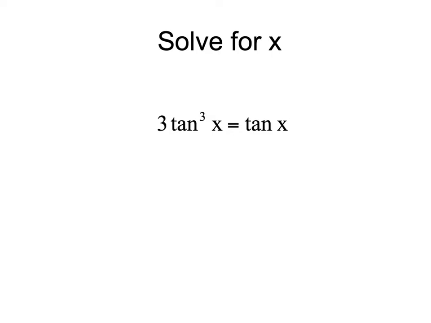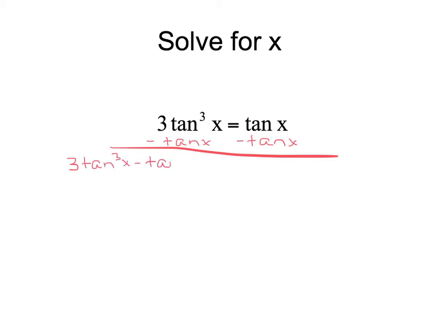So let's see. If you want to start this by dividing by tangent, don't, because if we divide by tangent, we will be losing some answers. So instead of dividing by tangent, we are going to get all the tangents on one side. So that would be by subtracting tangent. And so I have 3 tangent cubed x minus tangent x equals 0.